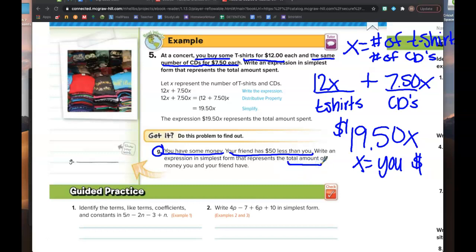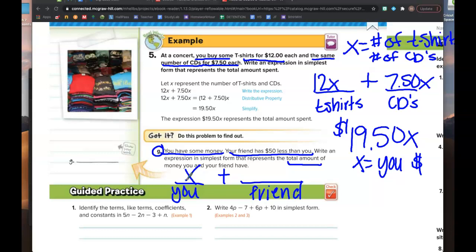So how many people are we talking about here? Two. So we have you, and we have your friend. Now, we're figuring out the total between you two. So what operation goes in between? Plus. I'm actually going to end up doing this one with you, I guess. So how much money do you have? X, because we said X represents your money. So we have X amount. How much does your friend have?